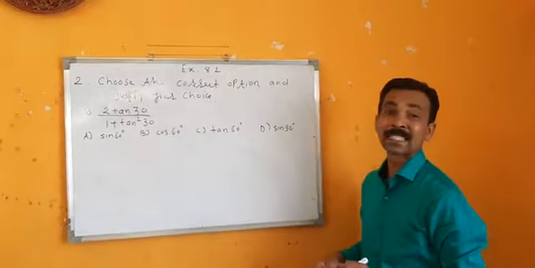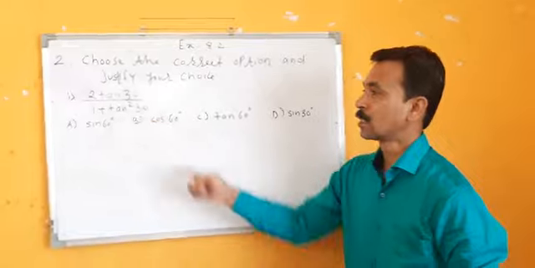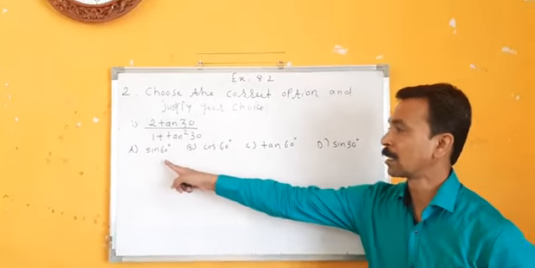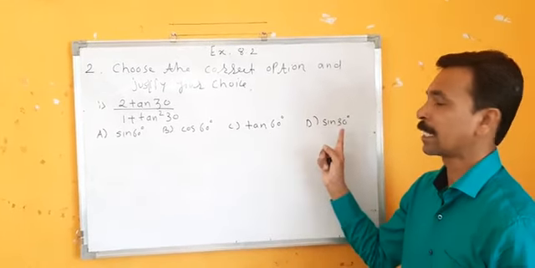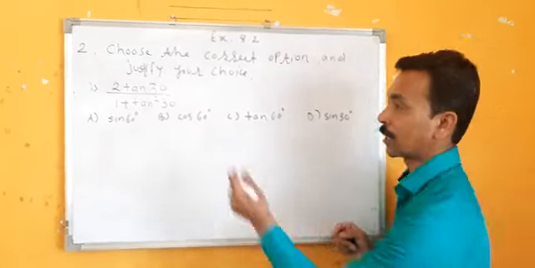Question number 2 of exercise 8.2. Choose the correct option and justify your choice. First sum is 2 tan 30 upon 1 plus tan square 30. And these are the options: sin 60, cos 60, tan 60, sin 30. We'll solve and then we'll see which is the correct option.